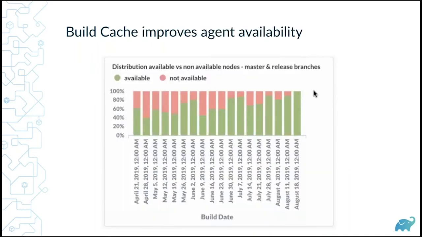We just got these numbers from a customer of ours a couple of months ago. Once they started to introduce the build cache, the agent availability was much better. They had about 40% of CI builds queued on average. Then as they started to introduce the cache and optimize it, for the first time ever they had a situation where not a single CI build needed to be queued. So in terms of CI availability and also costs of CI, a build cache is usually very impactful.